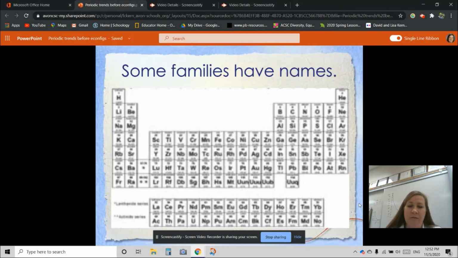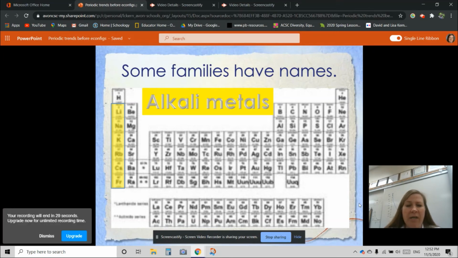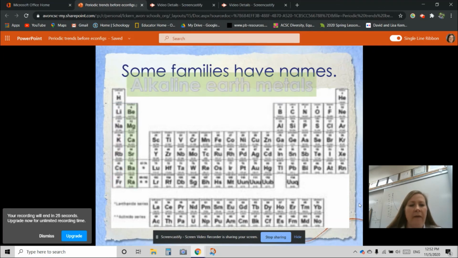Some of the families have specific names that you need to know. So the alkali metals are the first family, group number 1, minus hydrogen. Hydrogen's a gas, so it's not a metal. It doesn't behave like a metal. It's kind of a weird element. So the alkali metals. And then the second column is called the alkaline earth metals.